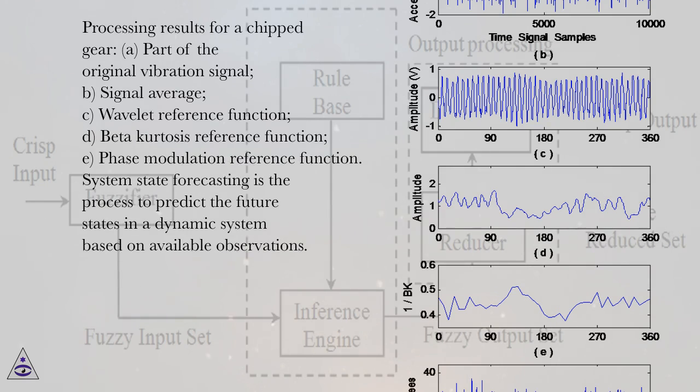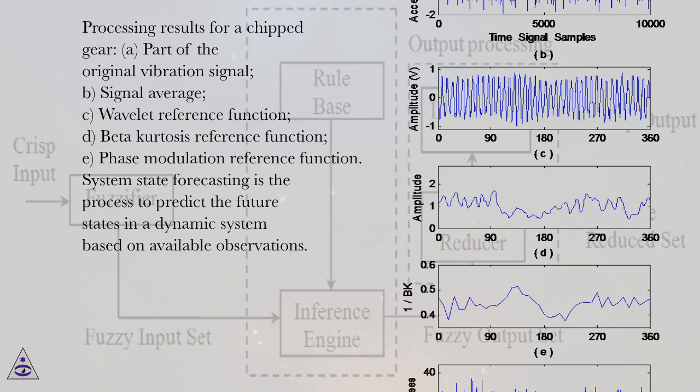Processing results for a chipped gear: A. Part of the original vibration signal. B. Signal average. C. Wavelet reference function. D. Beta kurtosis reference function. E. Phase modulation reference function.